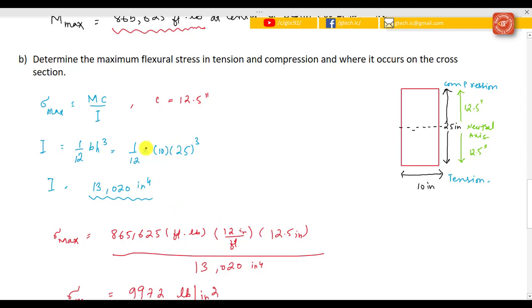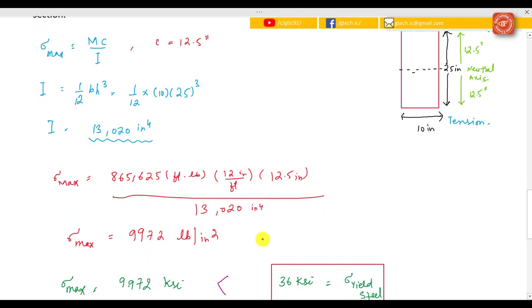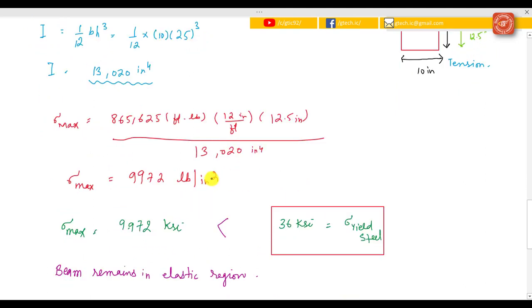Then substitute these values into the sigma max formula, and as our values are in inches, convert this moment value into inch-pounds by simply multiplying by 12 inches per foot. So this foot cancels out this foot and the answer for sigma max will be 9,972 pounds per square inch. For checking this value, convert it into KSI units. So sigma max will be 9.972 KSI.